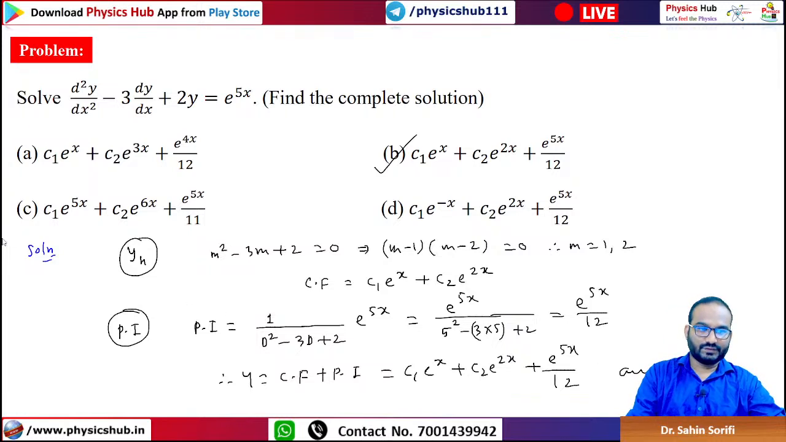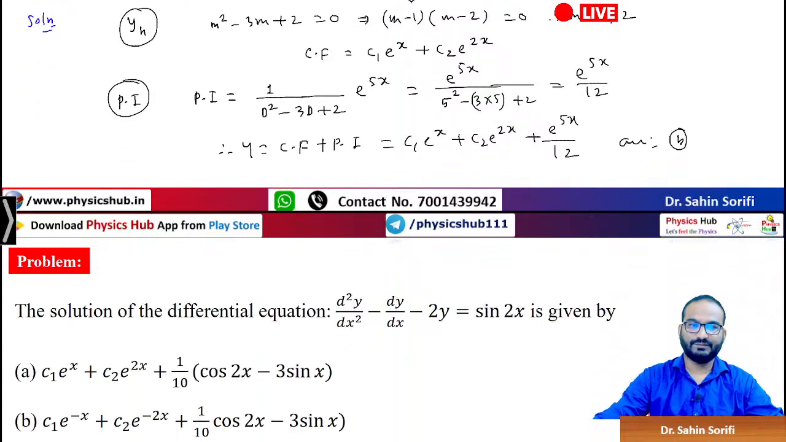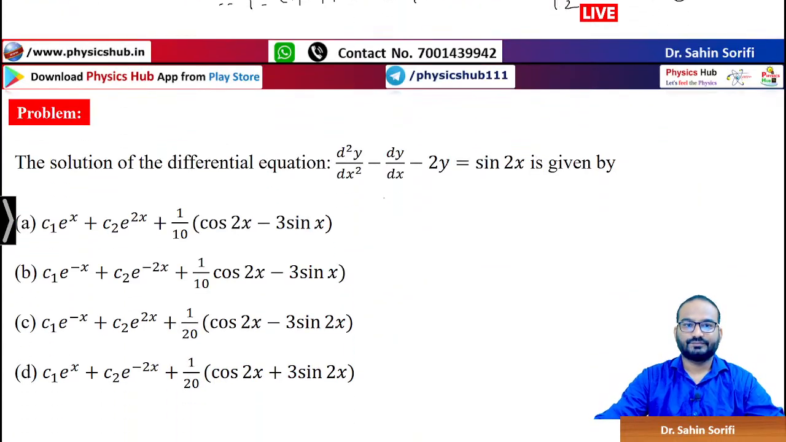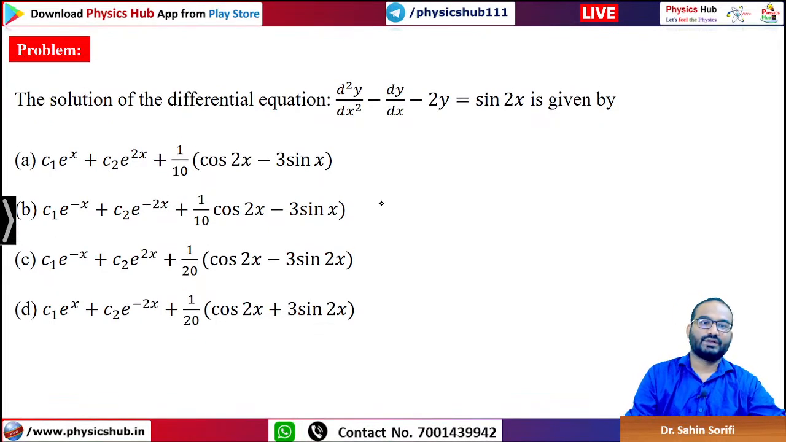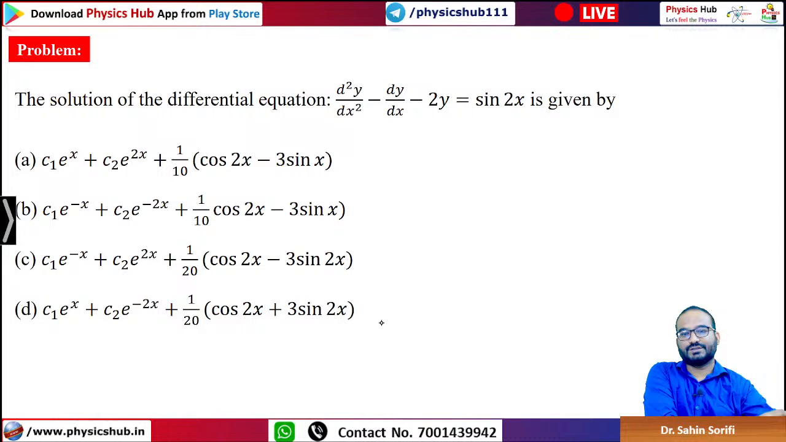Well, let's go to the next problem. Do this one quickly. The solution of the differential equation, this sine. Now the non-homogeneous part involves sine 2x. Quick, tell me the option.